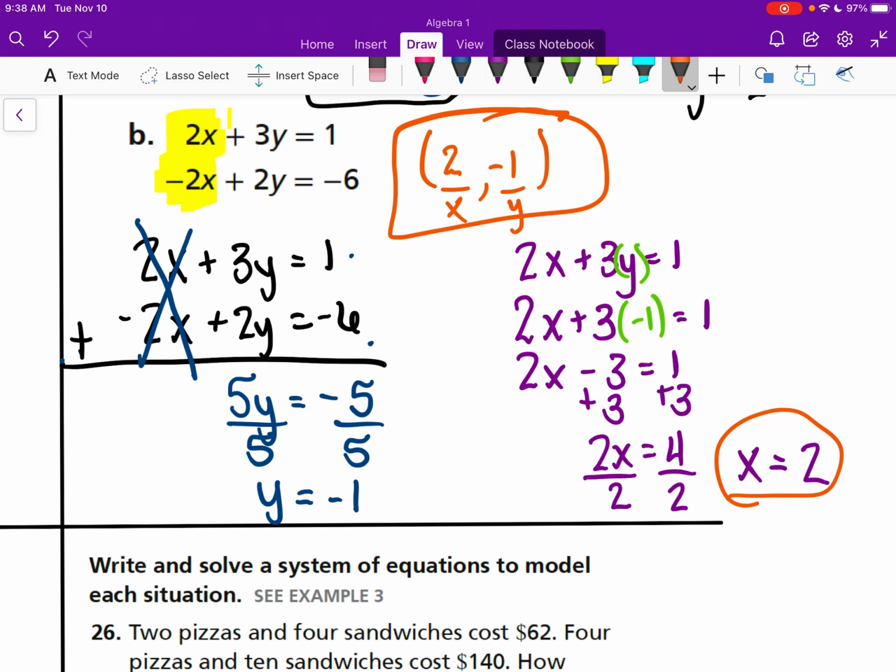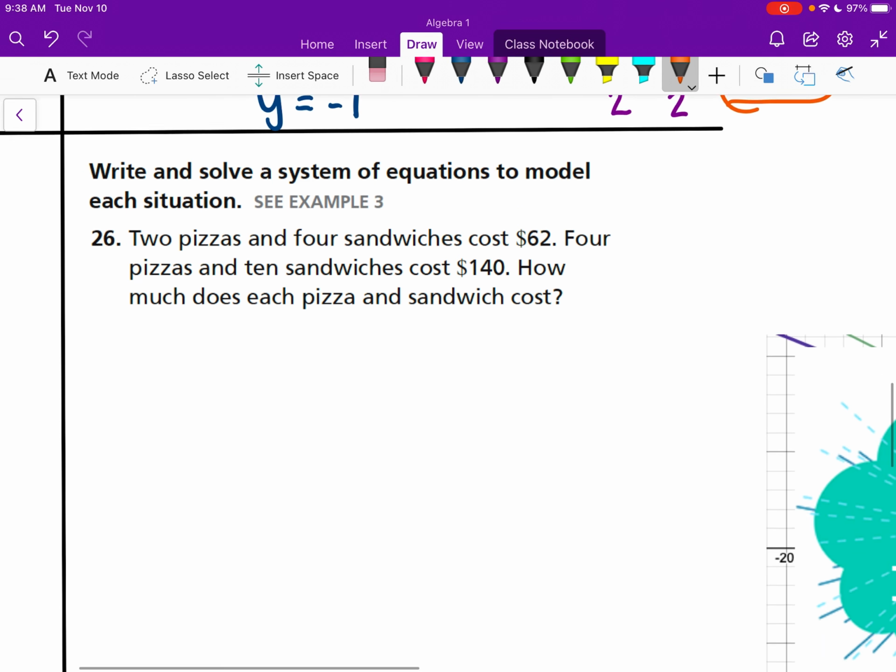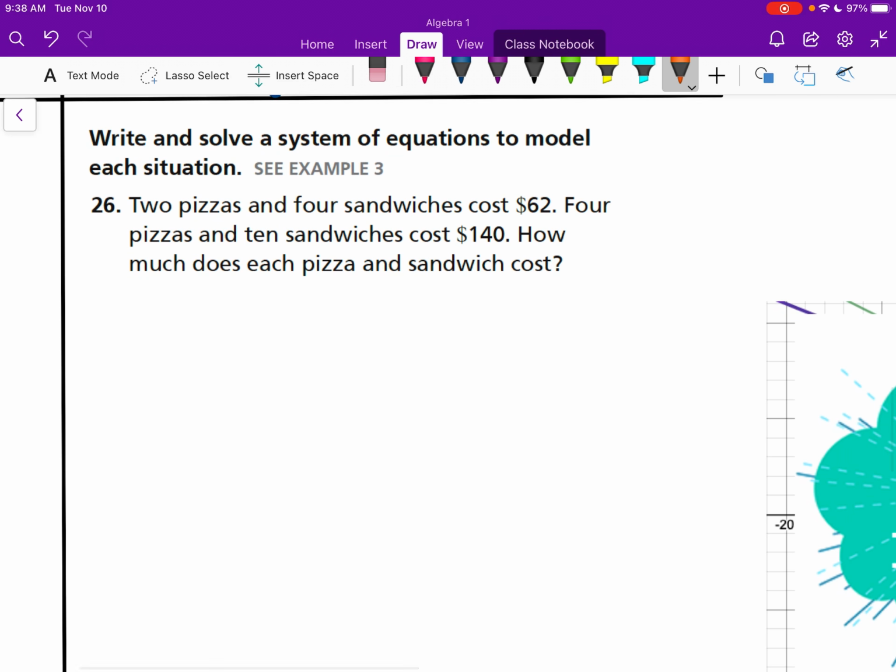Now we're going to turn to page 164, and you're going to look at number 26, because we are going to apply this to some real-life scenarios. Number 26 says 2 pizzas and 4 sandwiches cost $62, while 4 pizzas and 10 sandwiches cost $140. How much does each pizza and sandwich cost?